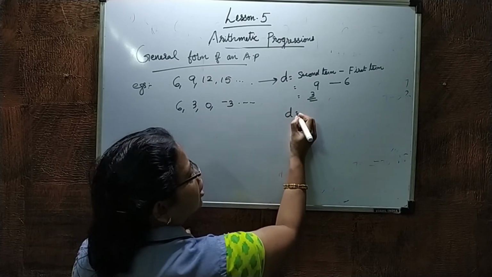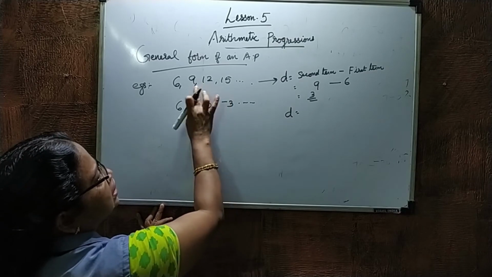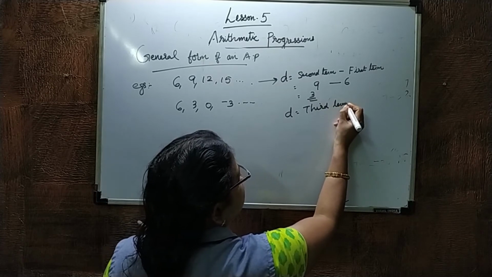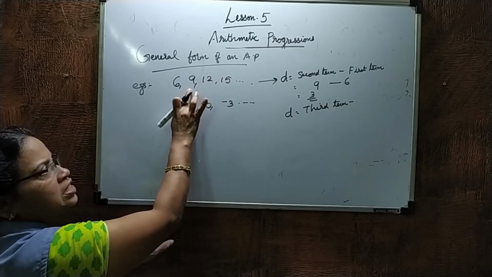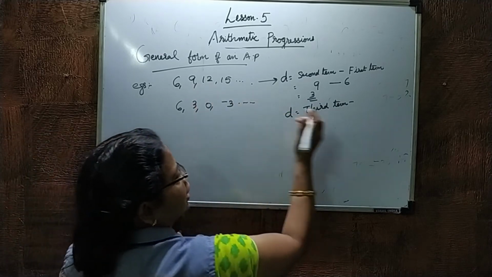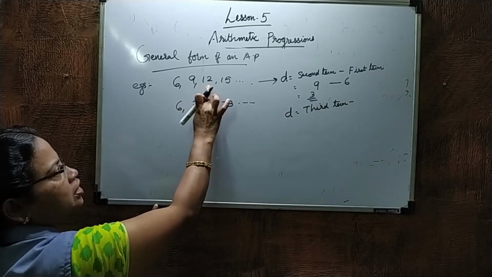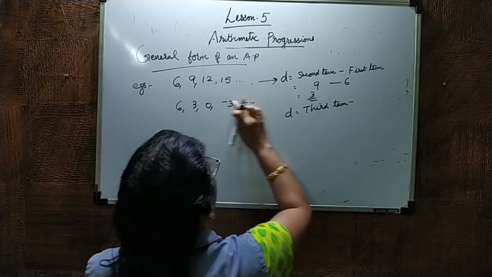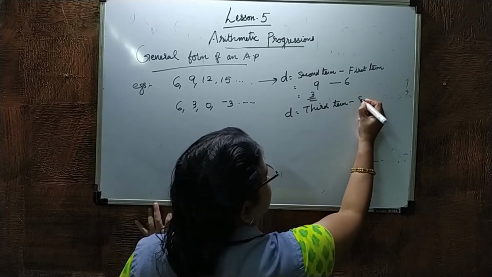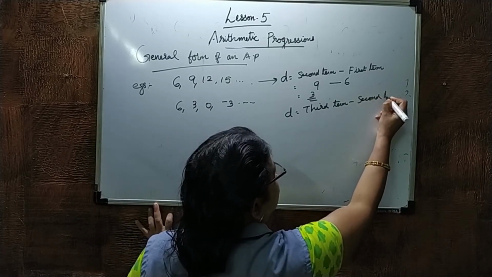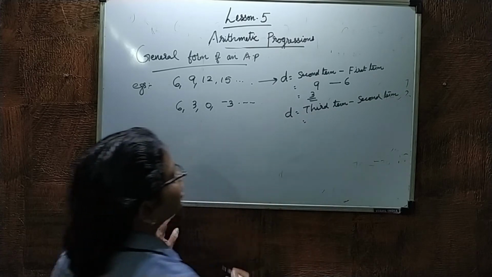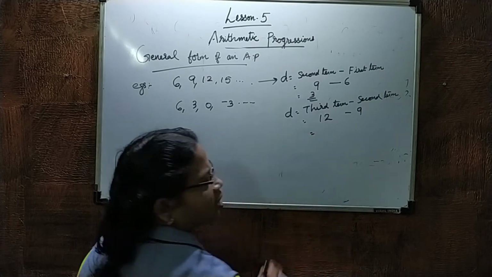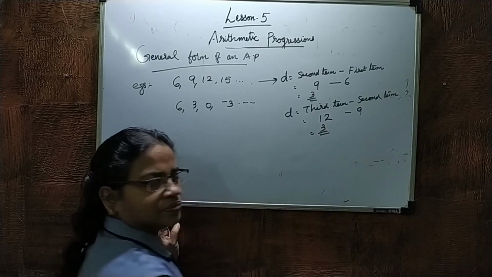Again, if you want, you can check the common difference again: third term minus the preceding term. So it is second term, first term, second term, third term, fourth term, etc. Okay, those are the names. So it is third term minus the previous one, the second term. Third term is 12, 12 minus 9. You will get the answer 3.